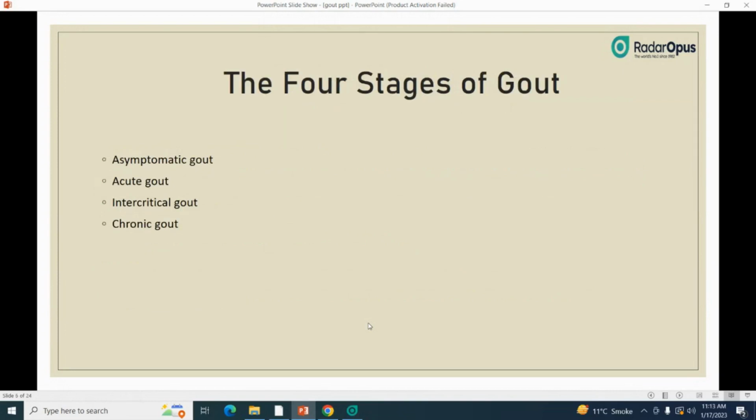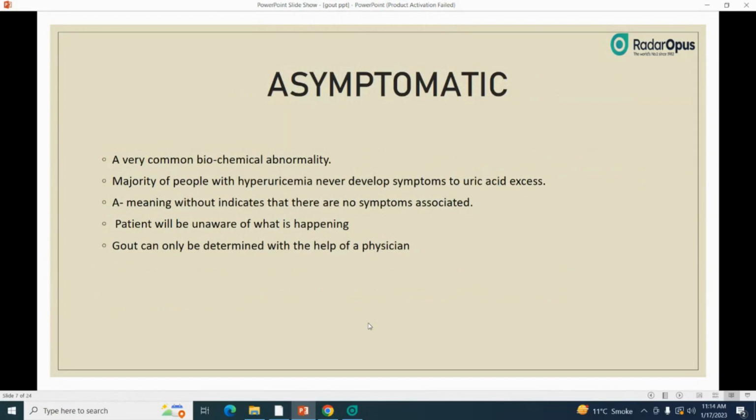Now, the next slide is about the stages, the types of gout. The four stages of gout can be seen: asymptomatic gout, acute gout, intercritical gout, and chronic gout. Now I'm going to start with my first type, that is asymptomatic. Asymptomatic is a very common biochemical abnormality. The majority of people with hyperuricemia never develop symptoms of uric acid excess. Asymptomatic means that there are no symptoms associated. The patient will be unaware of what is happening. Gout can only be determined with the help of a physician.